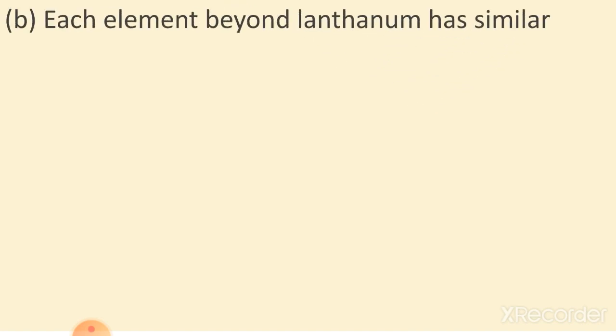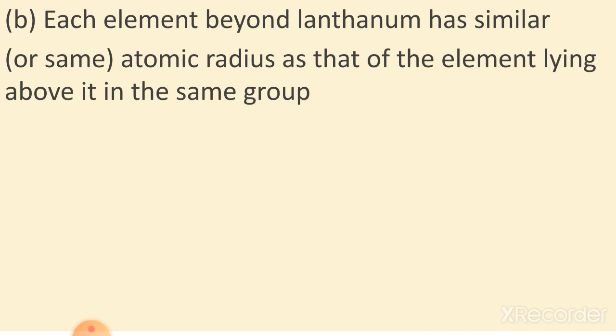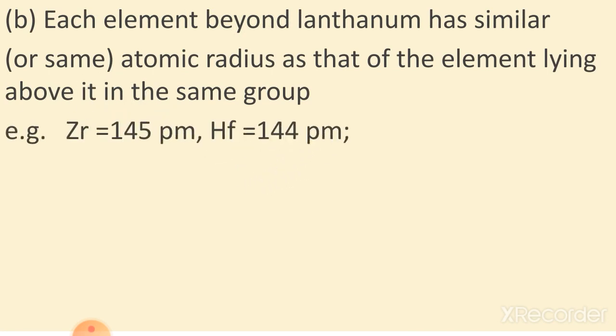Now second point: each element beyond lanthanum has a similar or the same atomic radius as the element lying above it in the same group. So look here, zirconium has an atomic radius of 145 picometer, and hafnium, which comes below zirconium, has 144 picometer. According to the rules of s block and p block, the size increases down the group, but here the size of zirconium and hafnium is similar. This is due to lanthanide contraction.